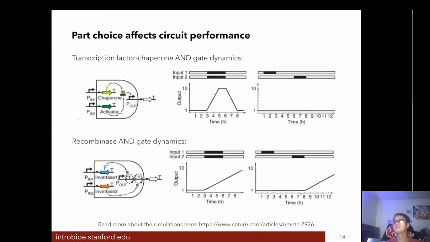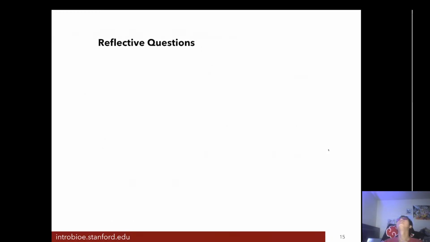And so there's this big race within synthetic biology or bioengineering to figure out what are all the different types of molecules I can use to build synthetic genetic circuits. And when I build circuits with these molecules, how do they behave? So I just want to leave you with that thought. And then I have some reflective questions.